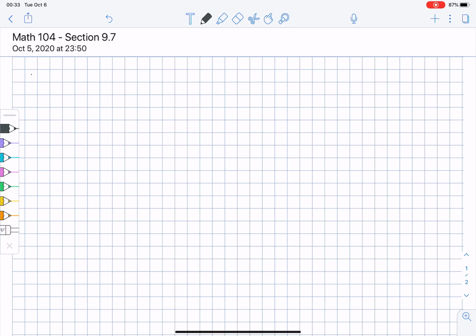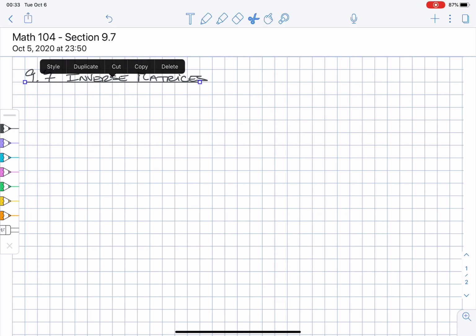Okay, so welcome to section 9.7, which is inverse matrices. Inverse matrices. So what is an inverse? So, definition.